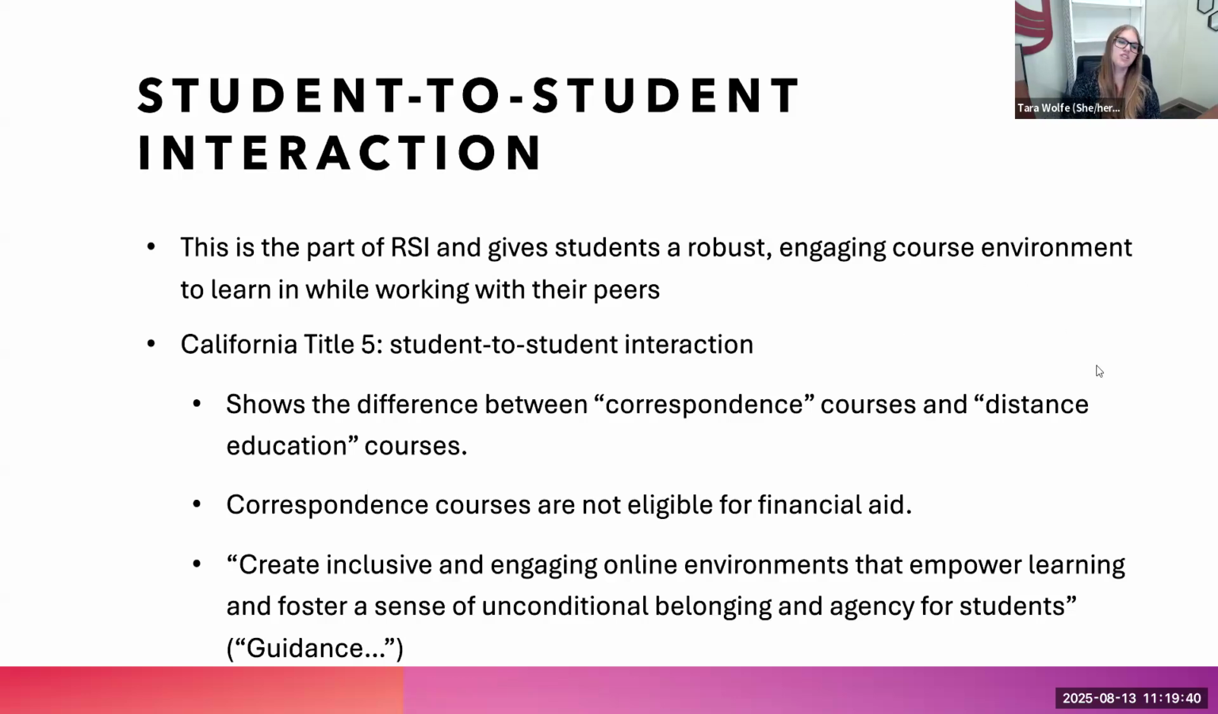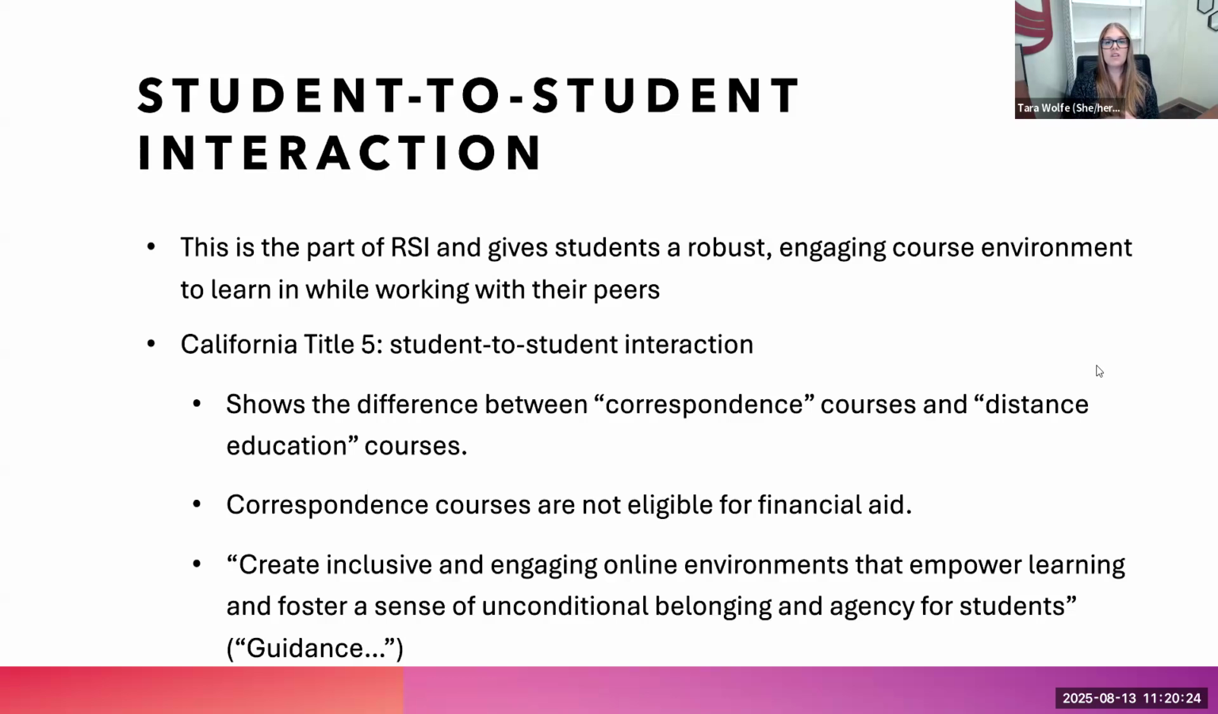All right. So student-to-student interaction is part of the requirement through California Title V. This shows the difference between correspondence courses versus distance education courses. Correspondence courses are not eligible for financial aid. The typical example is that you sign up online, you get a packet in the mail, you fill it in, you send it back, and they give you your grade or your score. There's no interaction in there. It's a very individualized activity. They are not eligible for financial aid, and we do not have correspondence courses at Sierra College.